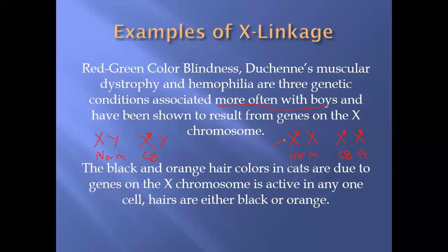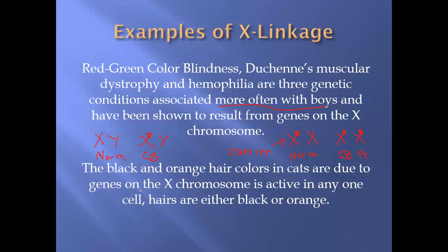This female, we would call her a carrier, meaning she doesn't exhibit the trait, but she carries a gene for that trait. So she's a carrier, but she doesn't actually have color blindness. For males, you can't be a carrier of color blindness. You can only either have it or not, because it's what we call X-linked. So that would be an example of X-linkage.